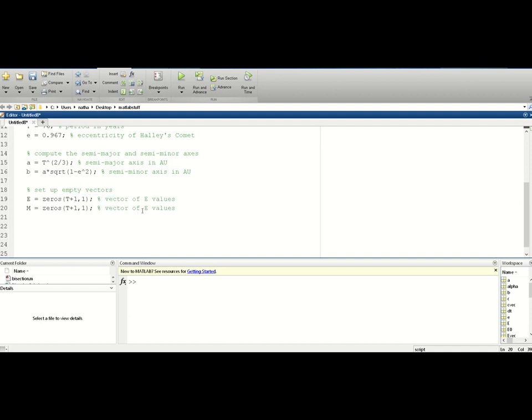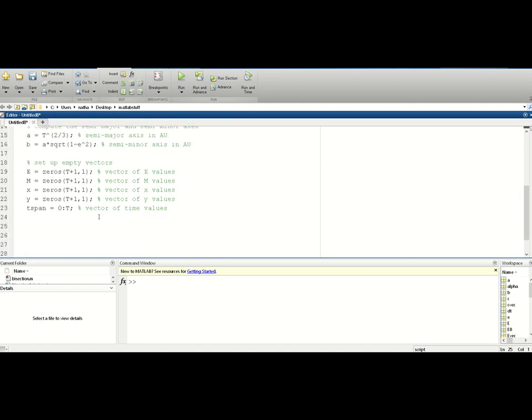Okay, M is going to be the vector of M values. We're going to have an X here, and that's going to be the actual X coordinate because we're going to plot it in 2D. So we're going to look at the Y value. And then our time vector is just this, so I won't do this. This is a vector of time values, so that if I want to, I can plot them against each other.